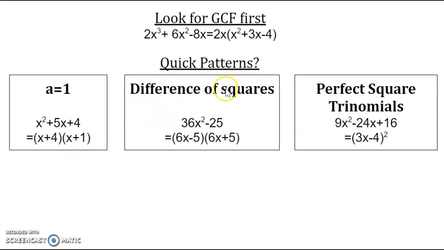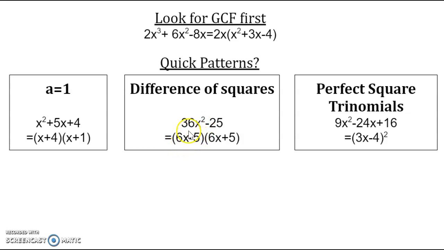We also learned the difference of squares so that you can immediately recognize the pattern and then split that into the difference of squares template. So the pattern is it's two terms, perfect square on the first term and perfect square on the last term, and the operation between the first and the last term is a subtraction.